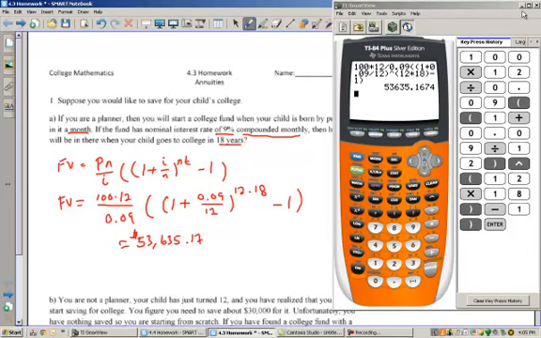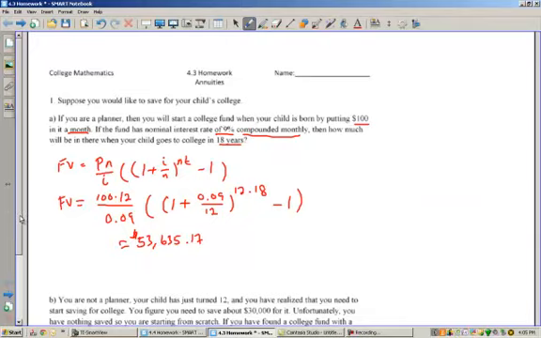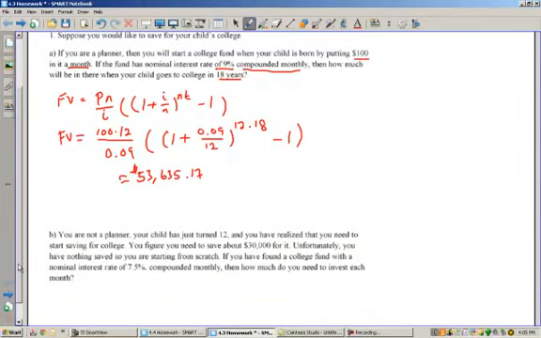Okay, so the next question, let's look at it. It says you are not a planner. Okay, so you haven't saved any money. Your child has just turned 12, and you have realized that you need to start saving for college. You figure you need to save about $30,000 for it. Unfortunately, you have nothing saved, so you're starting from scratch. If you have found a college fund with a nominal interest rate of 7.5% compounded monthly, then how much do you need to invest each month?